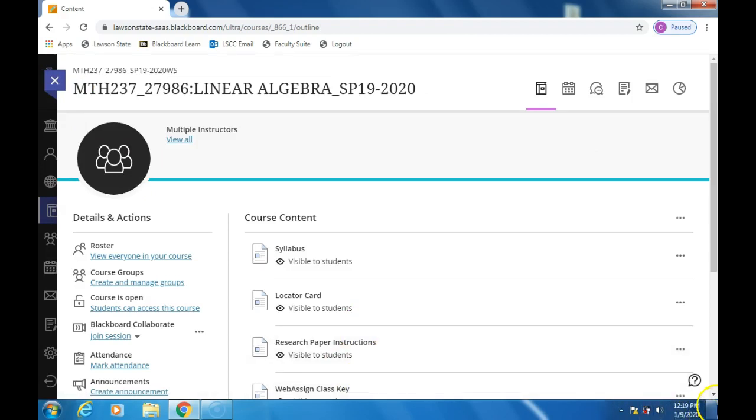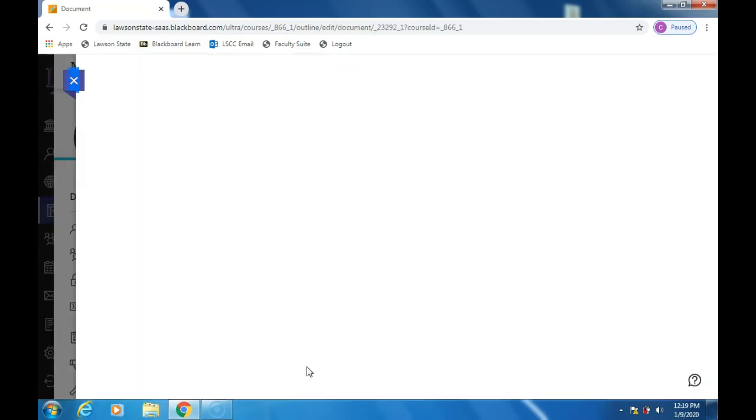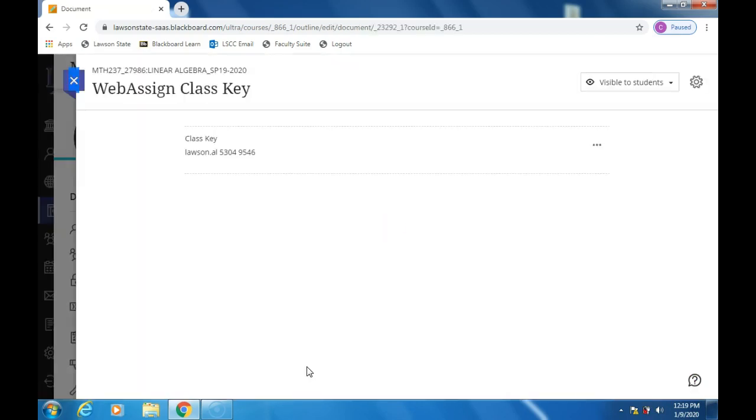Okay, since this is a Cengage book, they do have this WebAssign class key. And here it is. Lawson.al 5304 space 9506. I think the spaces are important. The decimals are important. If you are doing the ebook, I think you need that to access it.